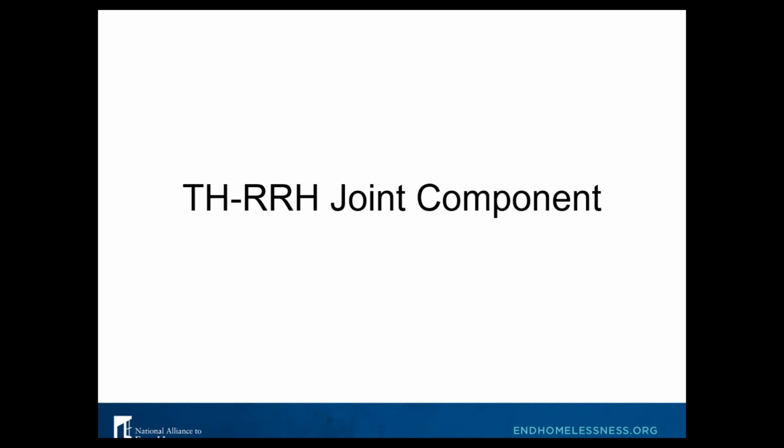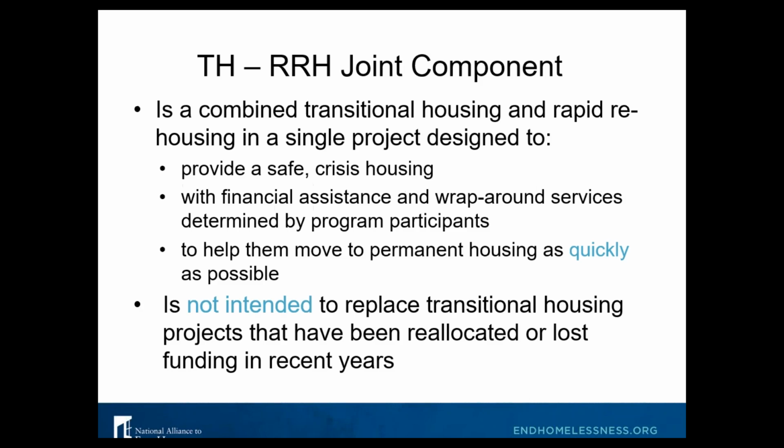Let's take a minute here to turn to the Transitional Housing Rapid Rehousing Joint Component. We're hoping we can provide some clarity to all the cloudy and partly cloudy weather out there right now. The Transitional Housing Rapid Rehousing Joint Component provides some really interesting and important opportunities to fill some gaps in your system. The new component is a combination of transitional housing and permanent housing in the form of rapid rehousing into a single project to serve individuals and families experiencing homelessness. So if you have this project, you have to offer both components to project participants.